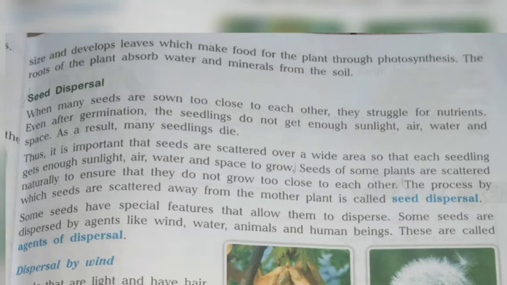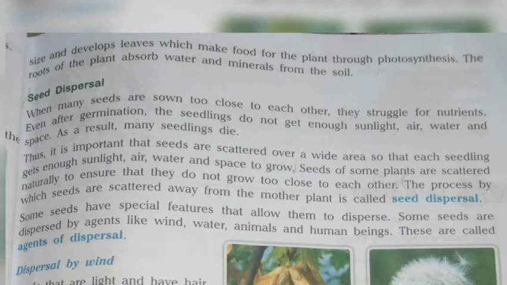The process by which seeds are scattered away from the mother plant is called seed dispersal. Some seeds have special features that allow them to disperse. It means some seeds disperse naturally.